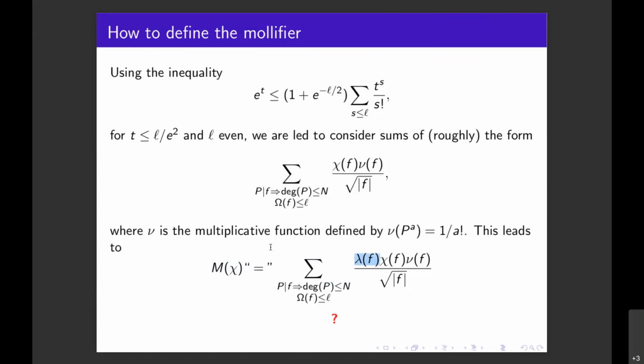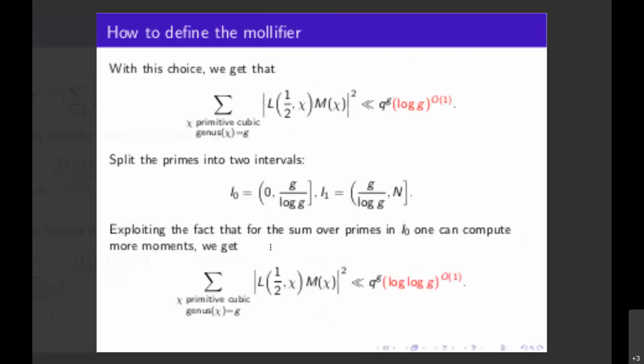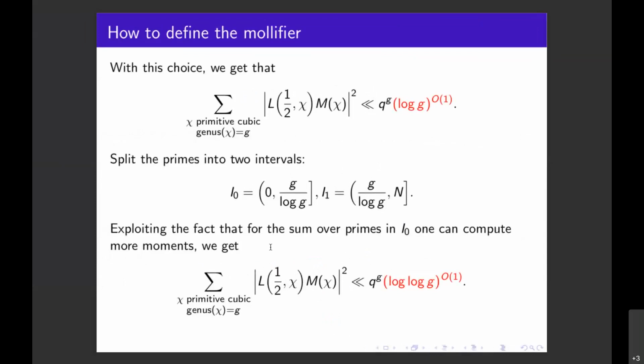So if we do this, what do we get? Well, with this choice of mollifier and our choice of n, the point where we truncate, we would get that the second mollified moment is bounded by q to the g times (log g) to some constant. Notice that this is too big, because we want to get that this is bounded by q to the g times a constant. So maybe we can refine our argument a little bit.